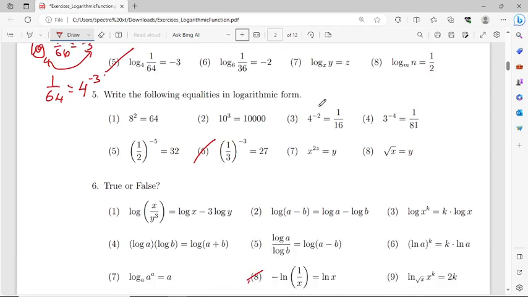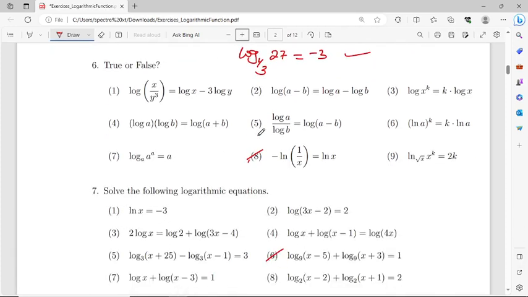Write the following in logarithmic form. So changing from the index notation to logarithmic notation. Remember, this is our base, this is our value, this is our logarithm. That is the way we do it. So you write the logarithm under the base, which is a third, and the number 27 is equal to the logarithm, which is negative 3. And that is the answer for that. So you can try these other questions.